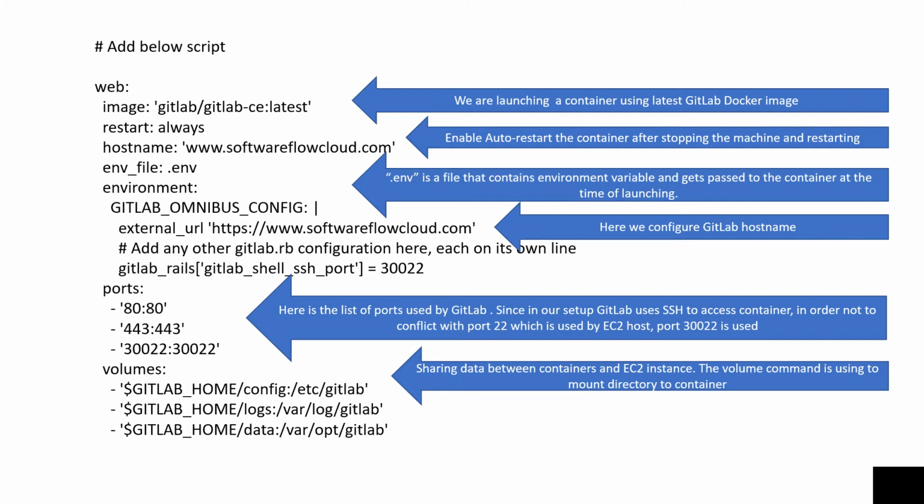Here is the list of ports used by GitLab, since in our setup GitLab uses SSH to access the container. In order not to conflict with port 22, which is used by the EC2 host, we are using port 30022. Volumes, in here, share data between containers and the EC2 instance. The volume command is used to mount a directory to the container.